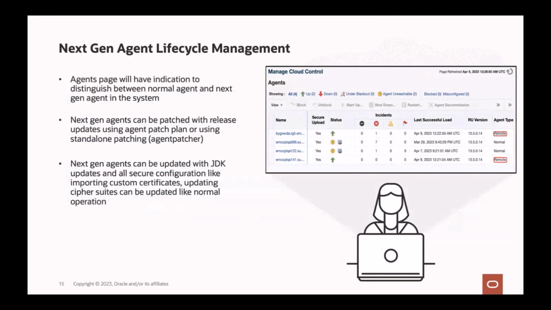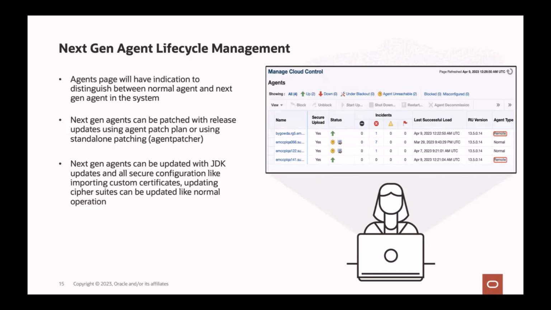Now let's move on to the next step involved in managing and patching the next-gen agent for optimal performance and security. These steps will help you to identify the next-gen agents in the system and keep them up to date with the regular release update process. Within the Enterprise Manager console, you can access the Manage Cloud Control page. Here, you will find a section that displays the agent type, indicating whether it's a normal agent or next-gen agent. This identification feature is designed to help users easily identify and distinguish the number of next-gen agents present in the system. This allows for better management and monitoring of the deployed agents.